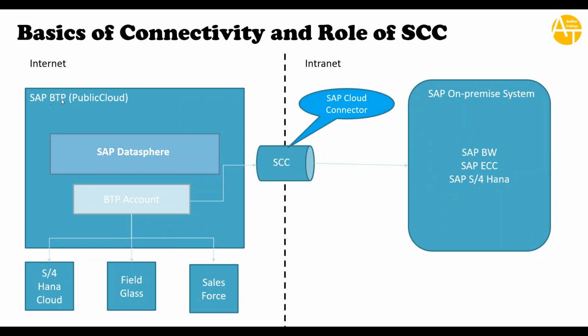On one side you have SAP BTP account. On top of this account you have SAP DataSphere running. This DataSphere is running on top of a BTP account, right? Now this BTP account is on public cloud, which needs a connectivity to your own premise systems like BW, ECC, S4. Yes, different systems. So the S4 system, BW system, BW for HANA system are on-premise systems. They are running on an intranet, means your company internal network.